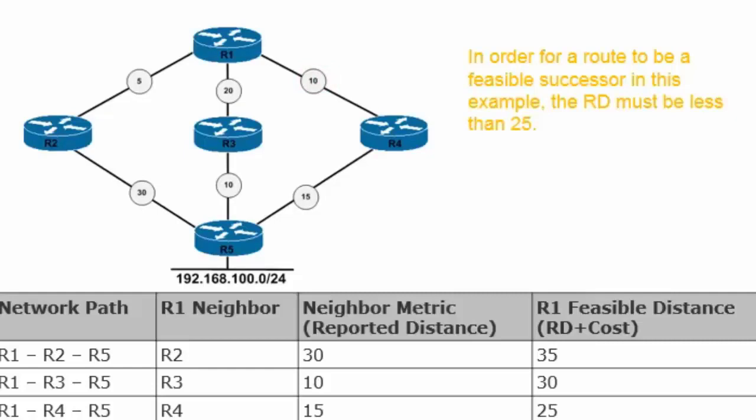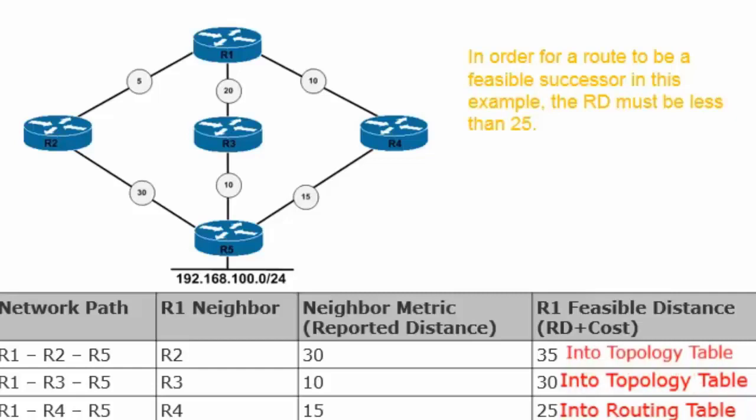So from all this information, we can deduce the following. The best route, which is the lowest cost, is going to go into the routing table, which is the route from router 1 to router 4 to router 5, or vice versa. The second best route will go into the topology table, so just in case the best route fails for whatever reason. And again, the second best route will also go into the topology table. So we can consider the best route to be the successor route. The second best route is the feasible successor route.